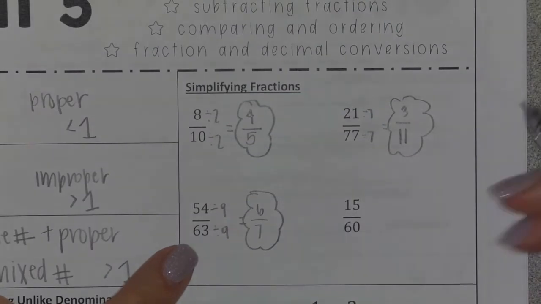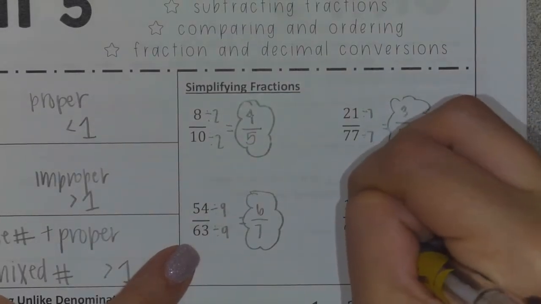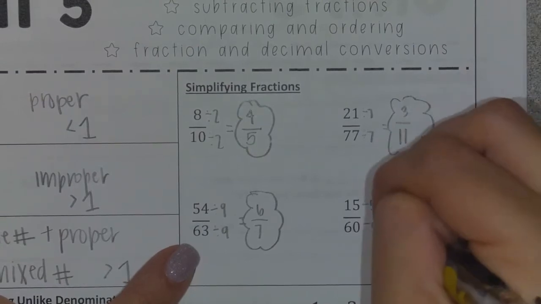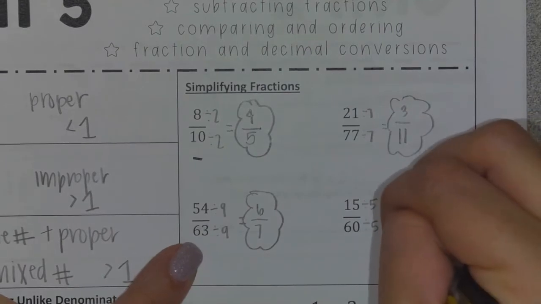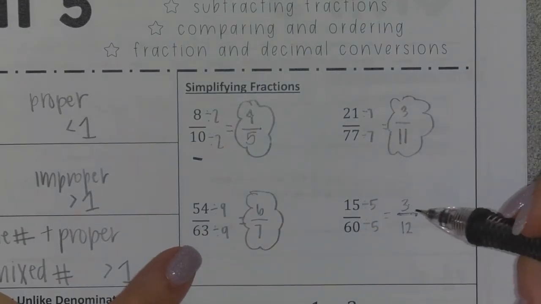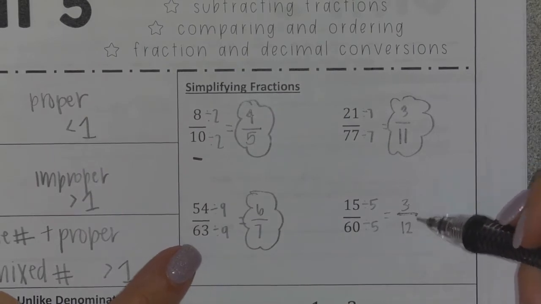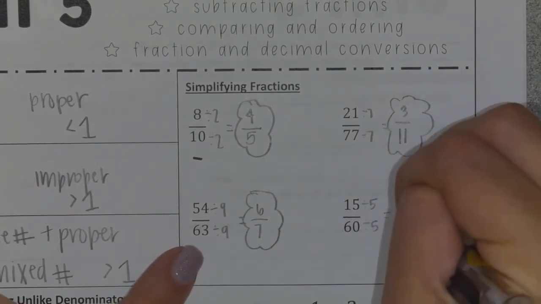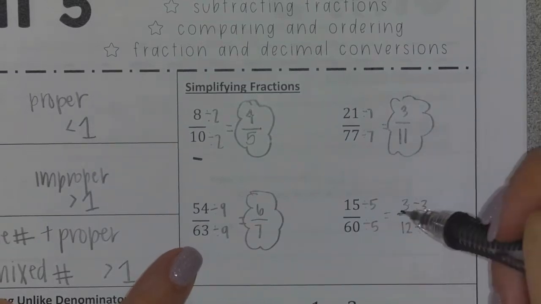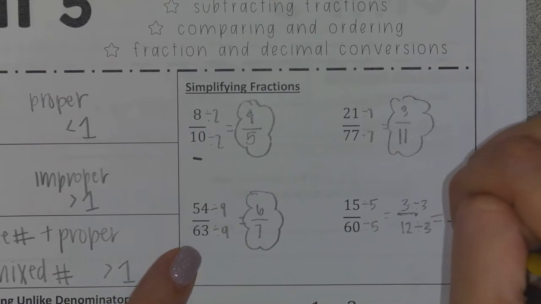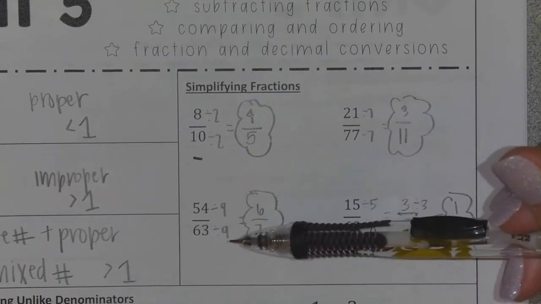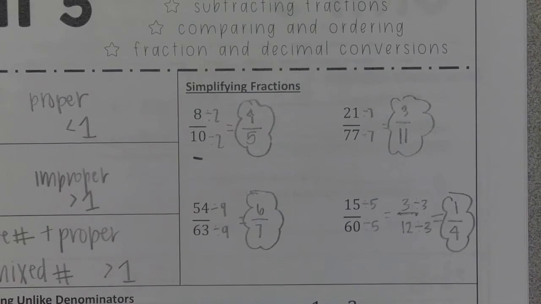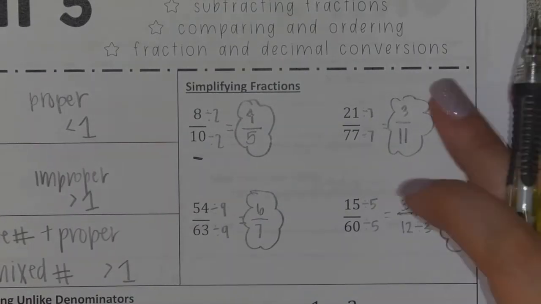And then last but not least, 15/60, they both have the factor 5 in common. 15 divided by 5 would give me 3. 60 divided by 5 would give me 12. Now, 3 is a prime number, 12 is a composite number, but 3 is a factor of 12. So I can divide this one again, both by 3. So 3 divided by 3 would give me 1. 12 divided by 3 would give me 4. So 1/4 is as simple as it can get. So remember, when we simplify fractions, sometimes we get it as small as we can on the first try. Sometimes we can simplify it more than once to get it as small as possible.